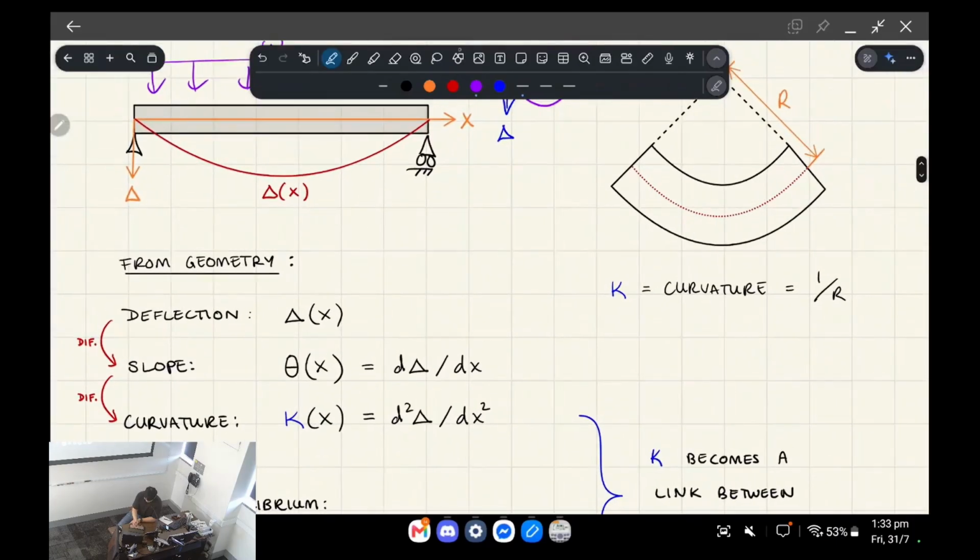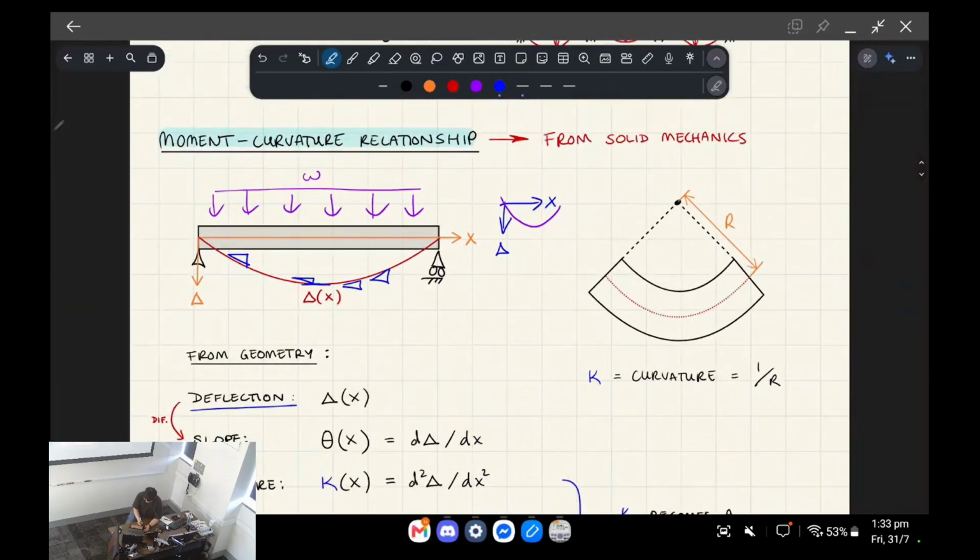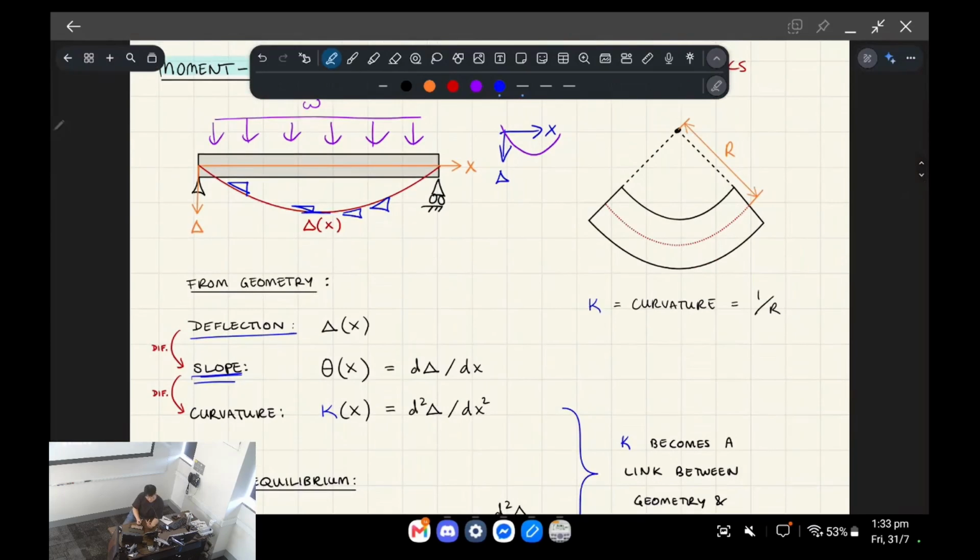From geometry, this is saying that if you get the deflection and you differentiate it, you get something called the slope, which makes sense because the slope is just the instantaneous slope at any point along your beam. For example, the slope gets lower and lower up until here where you've got zero slope, and then here, it goes the other way. So that's the slope. And the curvature is the second derivative of deflection.